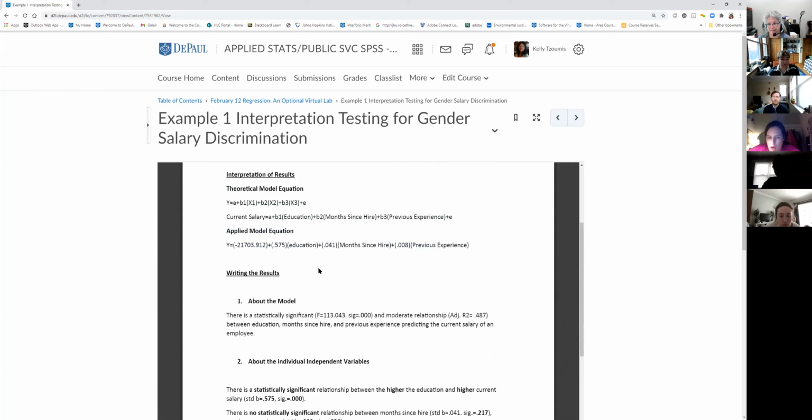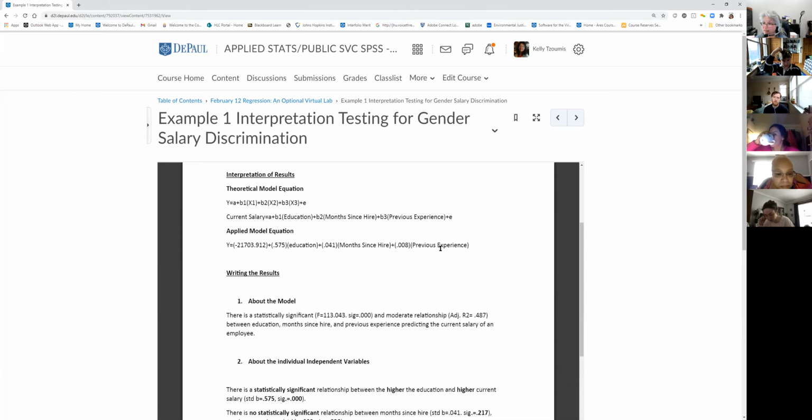Okay. What if a new employee walked in the door, and we have to determine what the current salary should be for this new employee? See this model right here that you built in SPSS? This is the equation to determine current salary of a new employee.